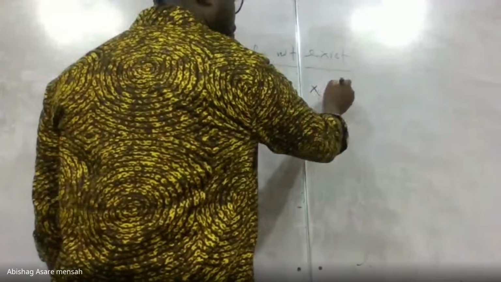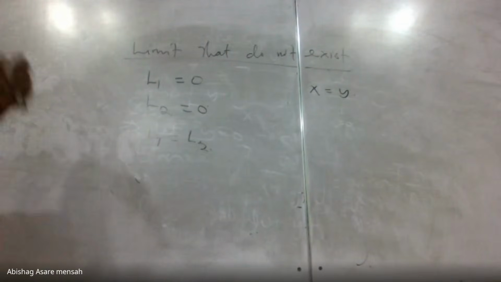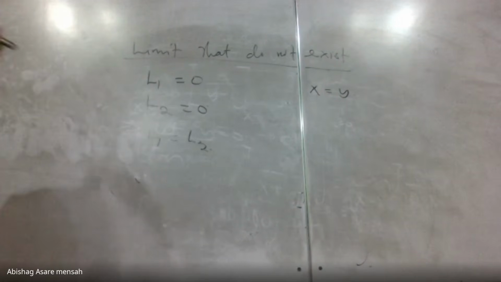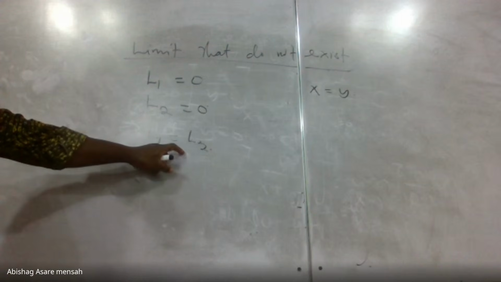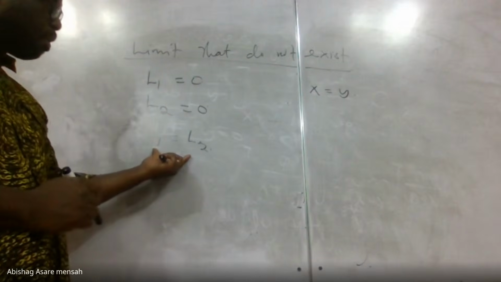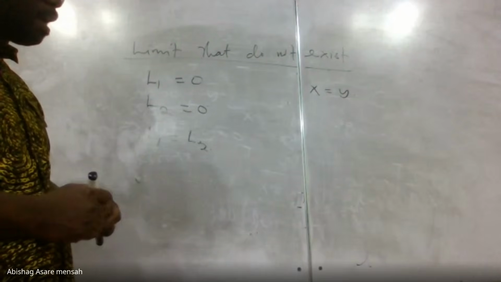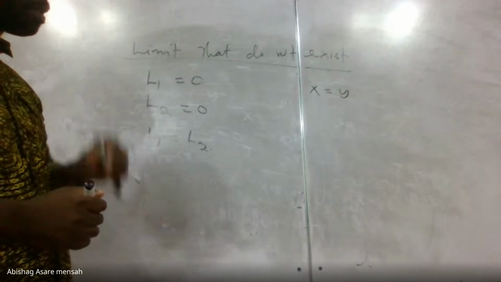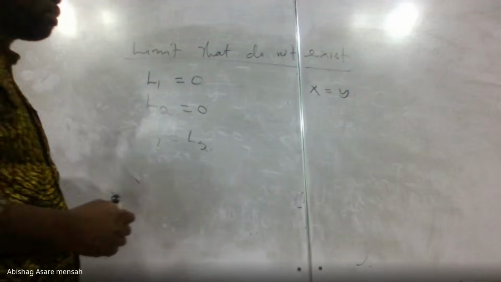Where for that one, you let x is equal to what? Y. So wherever you find x, you put y there. This time they are the same. If they were not the same, then we conclude that the limit does not exist. But you see that both of them are the same. We move on to another line where y is equal to what? X. If y is equal to x, let's look at what will happen.